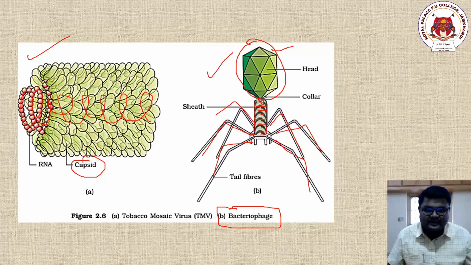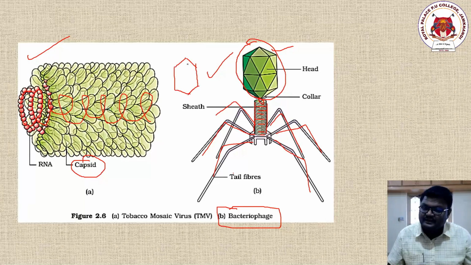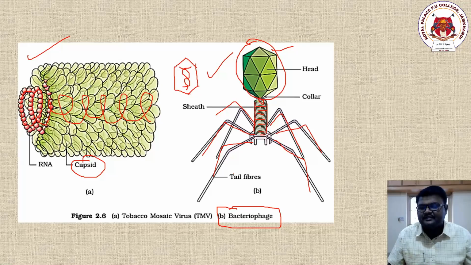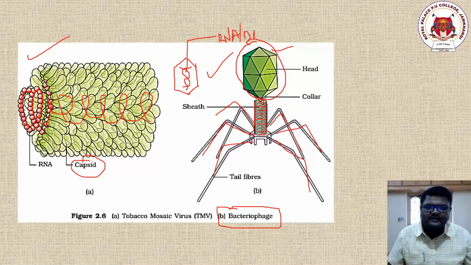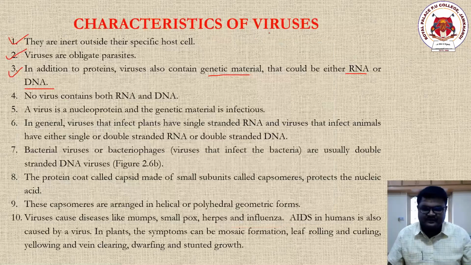If I have to draw the diagram once again, I will write it like this. This is the head region, and the outer structure of the head region is made up of the proteinaceous coat, and that is called capsid. But inside this head region there is a presence of genetic material, and this genetic material may be of two types. It may be RNA or it may be DNA also. Okay students, the rest will be continued like that.